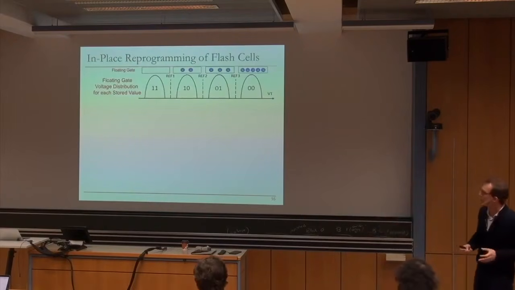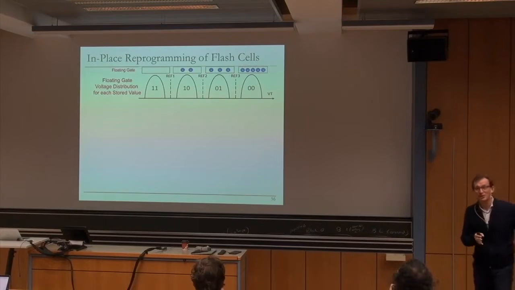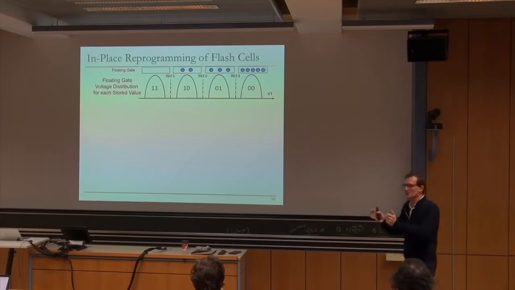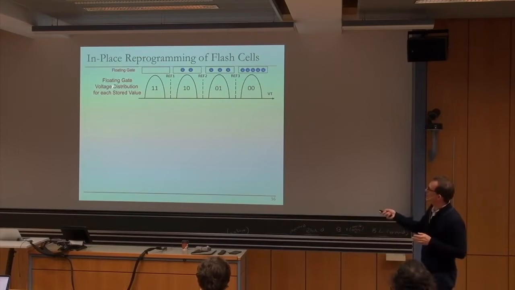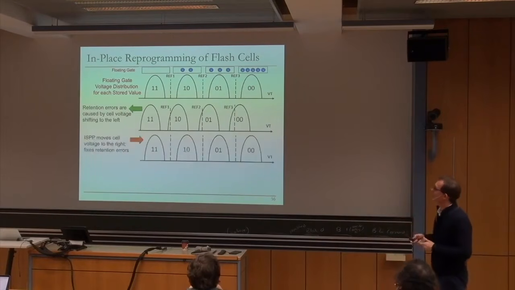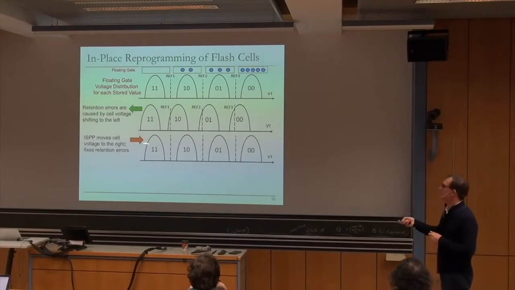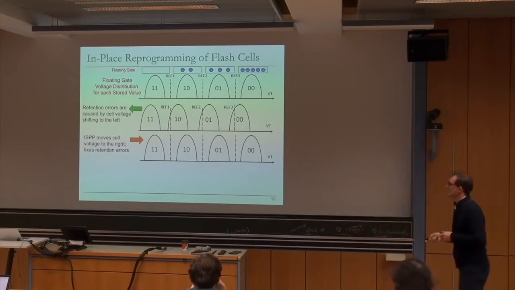This is also called in-place reprogramming. You can actually do this if you know your data values, whenever you want to write a different data pattern to the page, as long as your different data pattern is always increasing the voltages. Right? But that's not going to be easy to determine. But with refresh, you know that you need to increase the voltages. So this is the floating gate voltage distributions for each stored value. We know about this. Retention errors shift these voltages to the left. And if you do incremental step pulse programming in place on the same page, you basically shift the voltage to the right, and that fixes the retention errors. That's the idea over here.